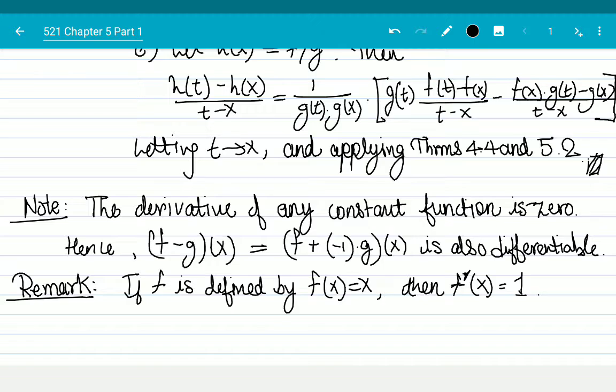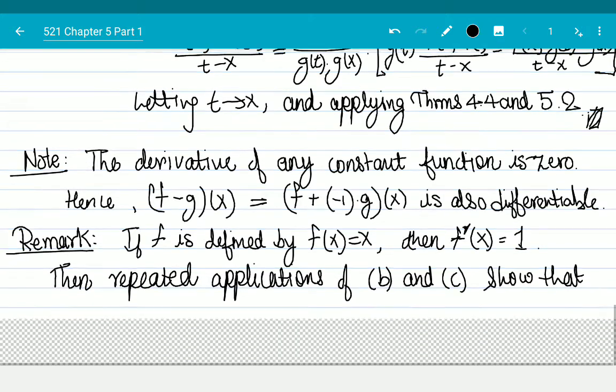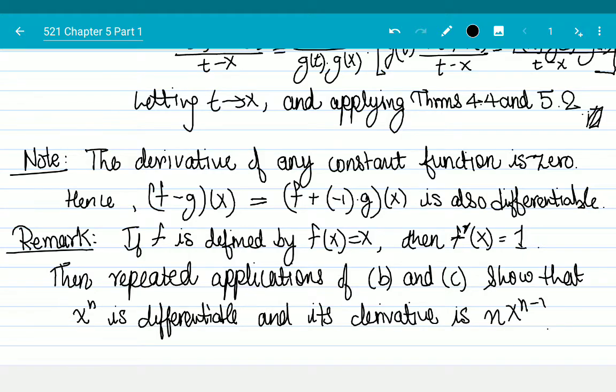It depends on the function. If the function f of x is equal to x everywhere, then the derivative is 1, and then repeated applications of b and c show that x to the n is differentiable, and its derivative is n x to the n minus 1. Okay?